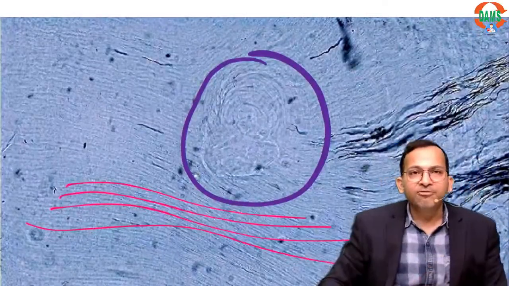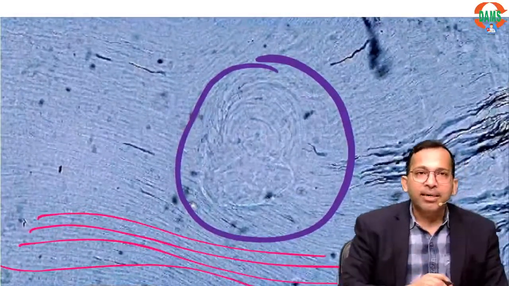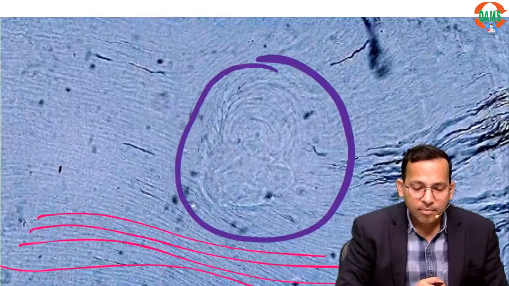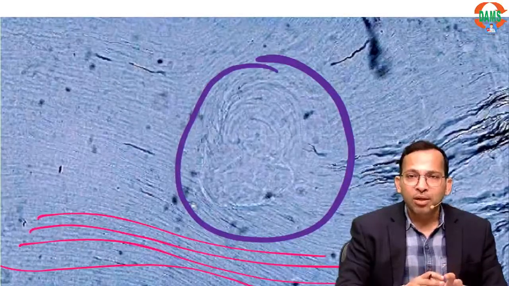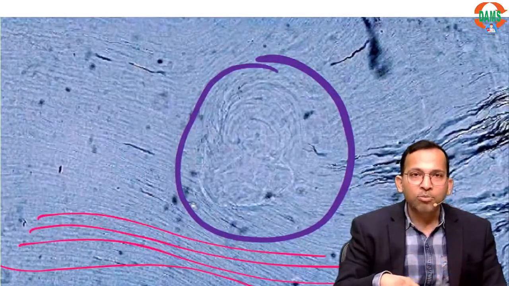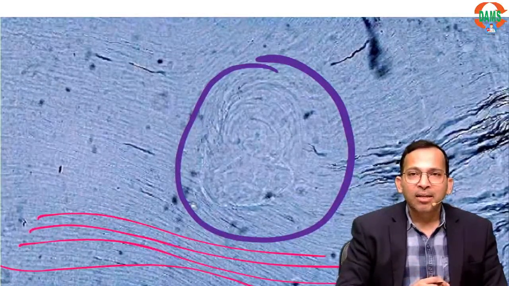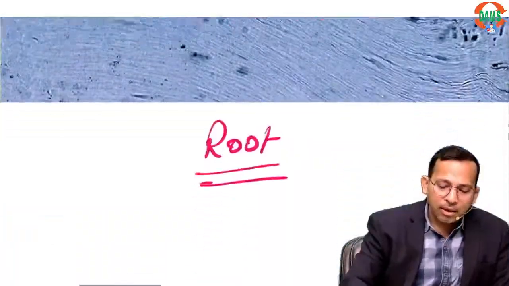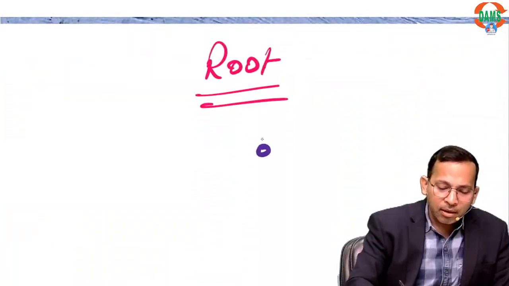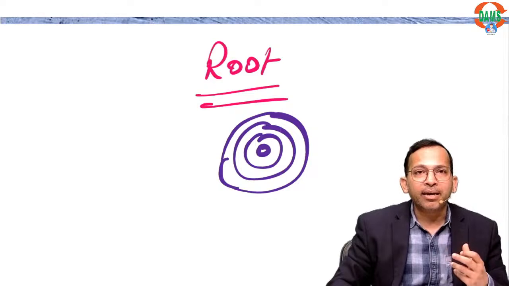Can you identify the feature that I have encircled? This is the ground section of a root. And can you see a globular structure in the middle of this root? Can you identify this feature? So how does it appear? Do you think it appears something like this? It has a lamellated or a layer by layer arrangement.